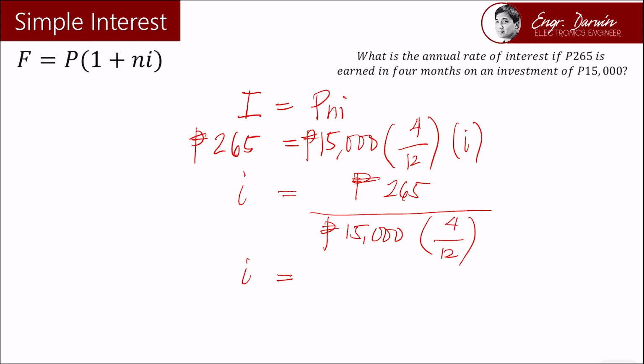Which will give us an interest rate of this much. When we convert this into percentage, this is 5.3% as your rate of interest. Okay, so this last problem is somehow derived from the original equation. And hopefully this will help you kapag na-encounter niyo yung ganitong type of problem.